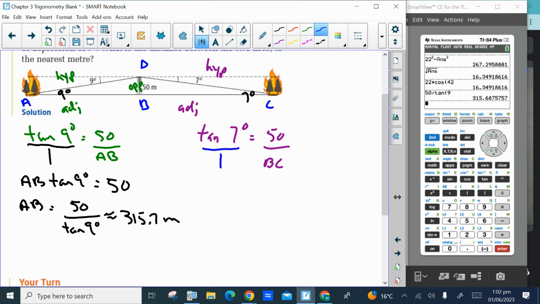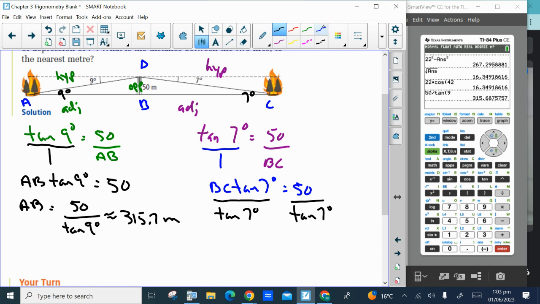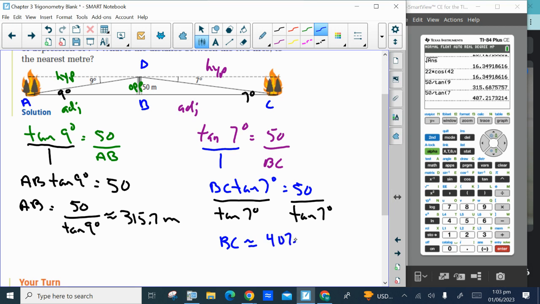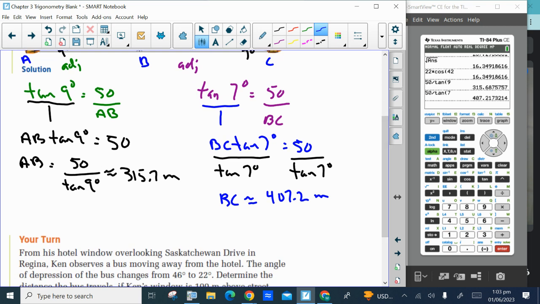Make both sides a fraction, cross multiply. And then we need to divide both sides by tan of 7 to get BC by itself. So 50 divided by tan of 7. Approximately 407.2 meters. And then the total distance will be found by adding those two together.